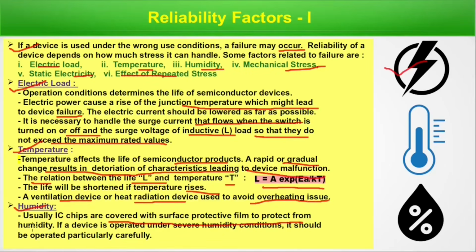Now humidity. Usually IC chips are covered with a surface protective film to protect from humidity. If a device is operated under severe humidity conditions, it should be operated particularly carefully. The protective film is there to protect the chip from humidity, that is, moisture present in the atmosphere. If the operating condition is humid, we must be much more careful about it. We are done with this slide. Now we will move to the next slide.